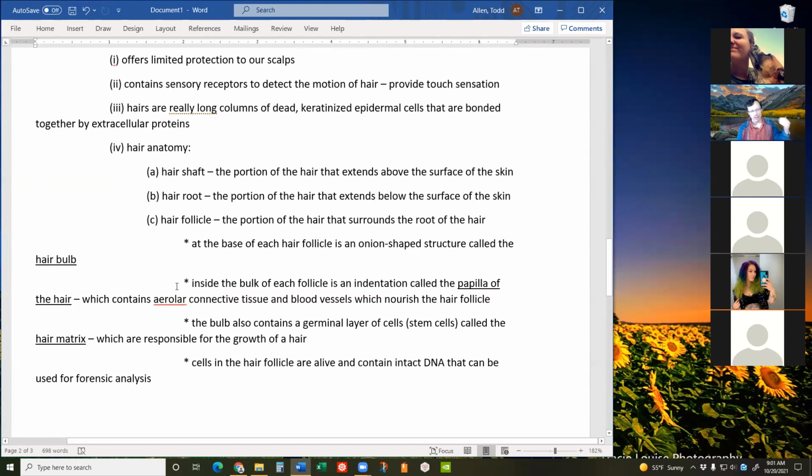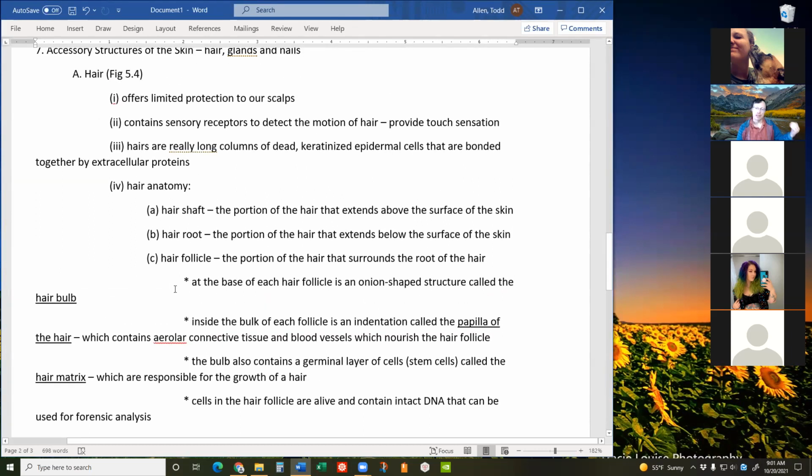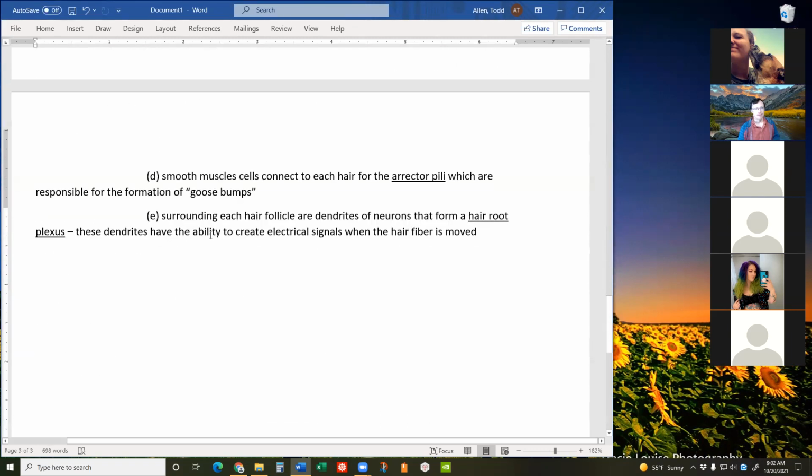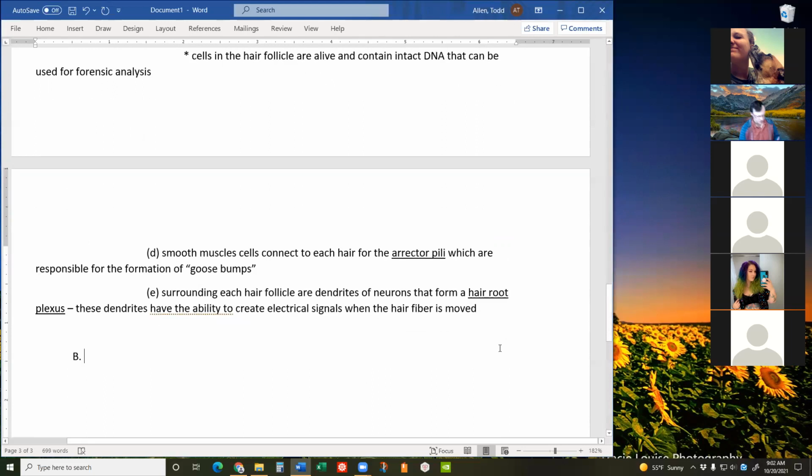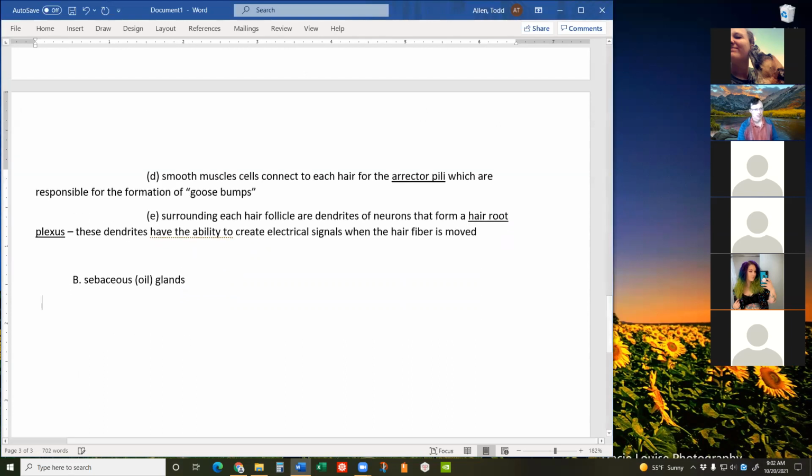Remember, we're talking about glands in the context of your skin. Some glands are associated with hair fibers, others are not. Letter B here. Let's talk about sebaceous glands. Sebaceous glands are oil glands. Most people know about oil glands, but the fancy term is sebaceous. Sebaceous glands are frequently associated with hair follicles.